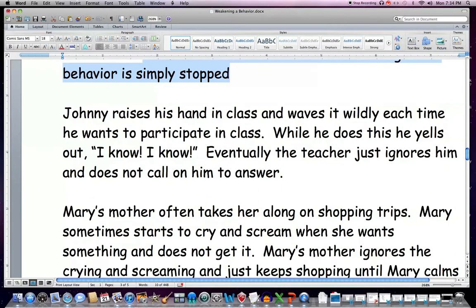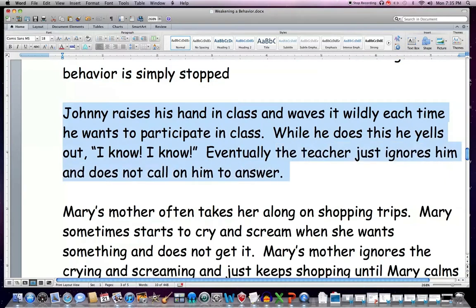Johnny raises his hand in class and waves it wildly. Okay, he wants to participate, and each time he does this, he raises his hand, moves it around wildly, and he yells, "I know, I know." Eventually the teacher just ignores him and does not call on him to answer.